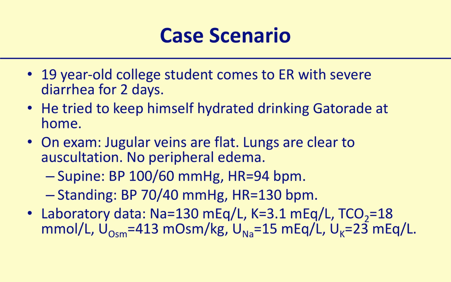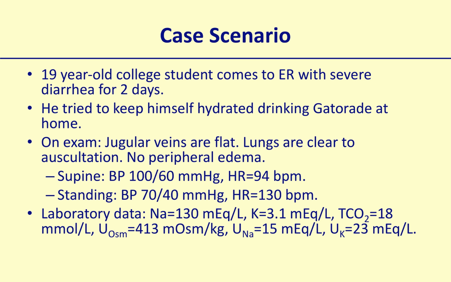We're going to start with a case scenario. A 19-year-old college student comes to the emergency room with severe diarrhea for 2 days. He tried to keep himself hydrated drinking Gatorade at home. On exam, jugular veins are flat, lungs are clear to auscultation, and there is no peripheral edema.